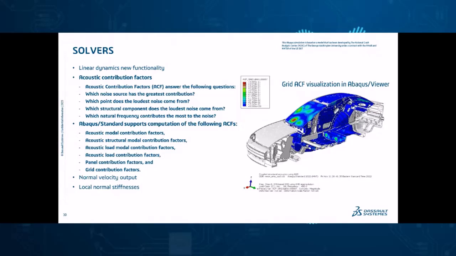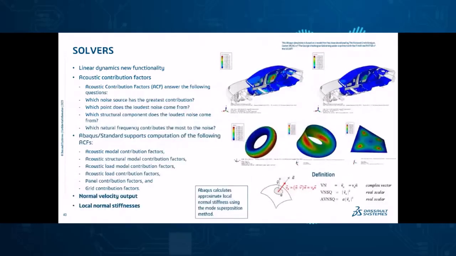So if you request history output, you'll get those computed ACFs as history curves, and obviously field output is only really relevant for grid ACFs. The normal velocity output has been updated to make it easy to access in the ODB, and this is important for external acoustics.